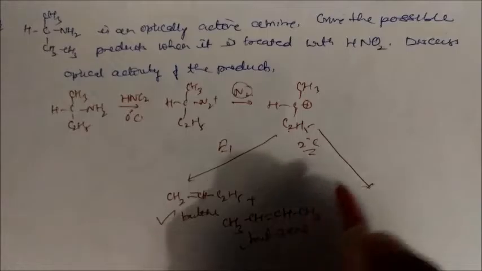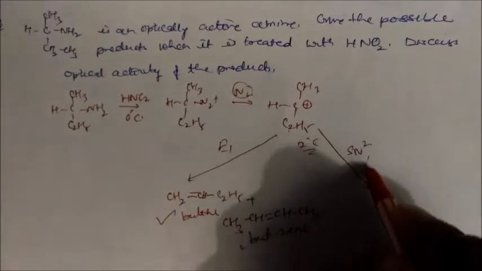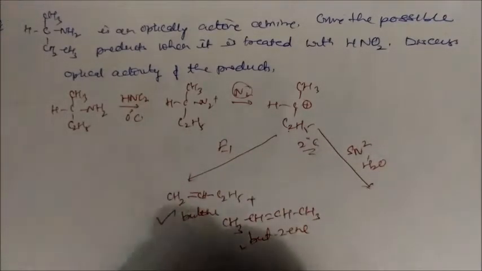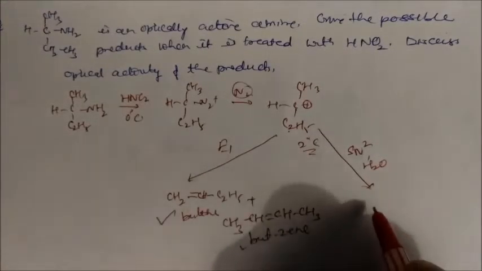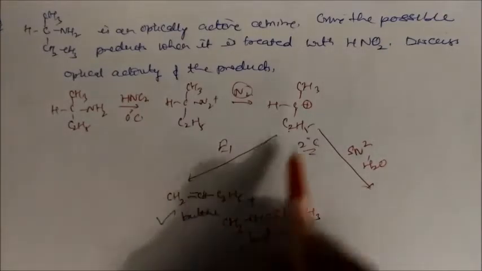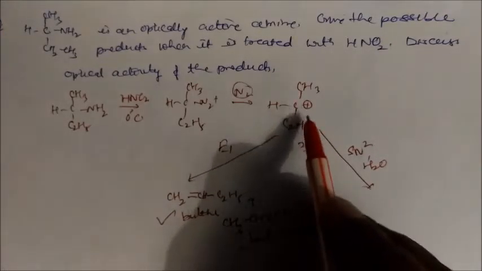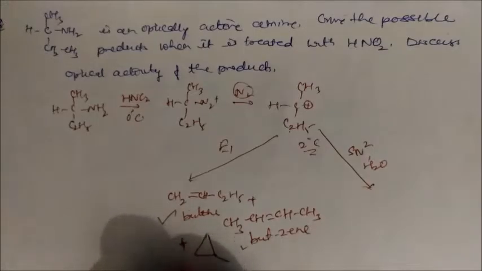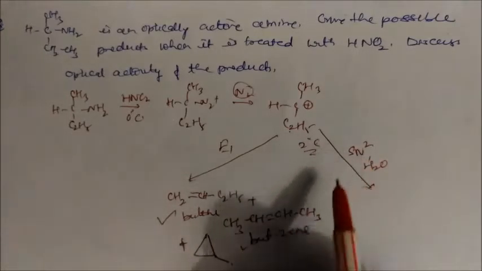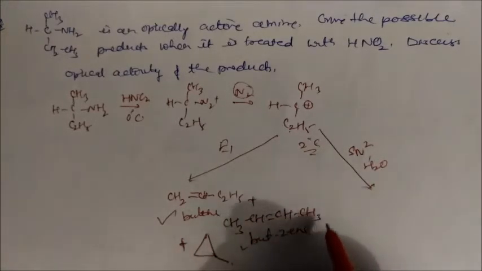Second possibility is that it can undergo an SN2 reaction in presence of water, because this is nitrous acid. So what will happen? In this case, a possible product, here one more thing is missing, the plus is there, so it can also form cyclopropane. So we'll get one third product also possible. So we can write this product, we can say methyl cyclopropane. Now, second possibility, SN2 reaction, so in hydrolysis, it can give you two types of products.